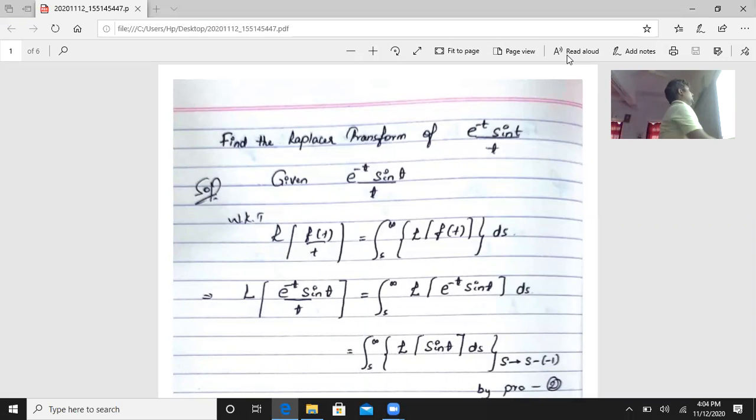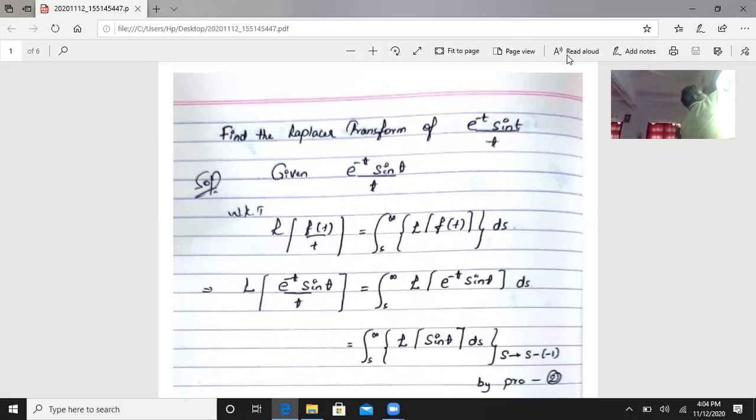The example is: find the Laplace transformation of e to the power minus t into sin t divided by t. This is your next problem.